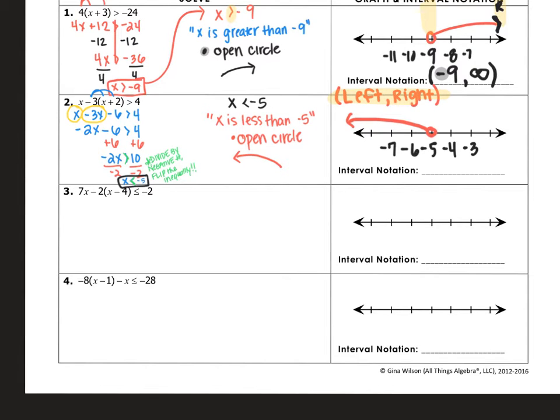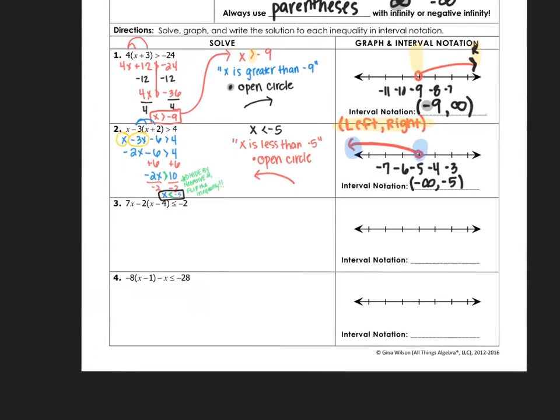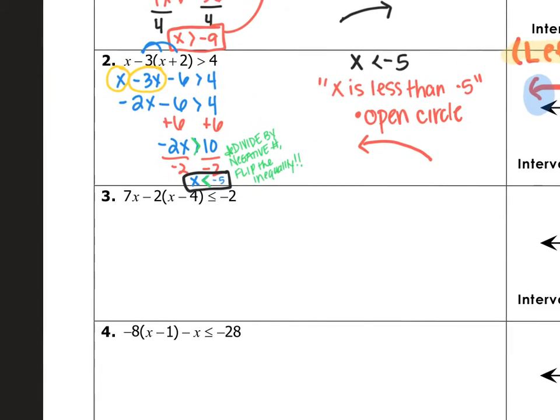So my furthest left here is at this arrow, and when we see an arrow, that's going to represent infinity, but this is the negative side. So we're going to do parenthesis, negative infinity, comma, and my furthest right stops right here at negative 5. So I'm going to do parenthesis, negative 5. Now, this is going to be a parenthesis because it is an open circle. Here we go.